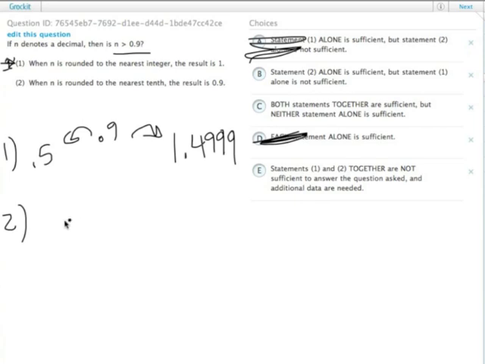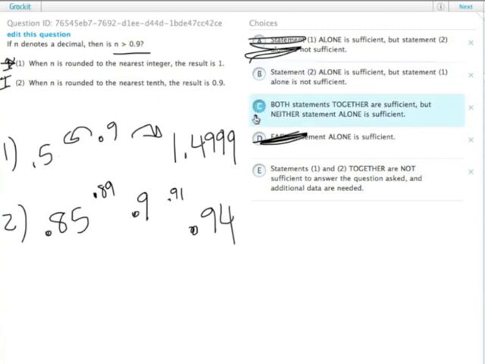Statement 2 tells us that when n is rounded to the nearest tenth, the result is 0.9. So n is anywhere from 0.85, which would round up to 0.9, up to 0.94. 0.9 is still in the middle, and n could be 0.91 or 0.89. And again, with a sometimes yes, sometimes no answer, that's an insufficient statement for a yes-no question.